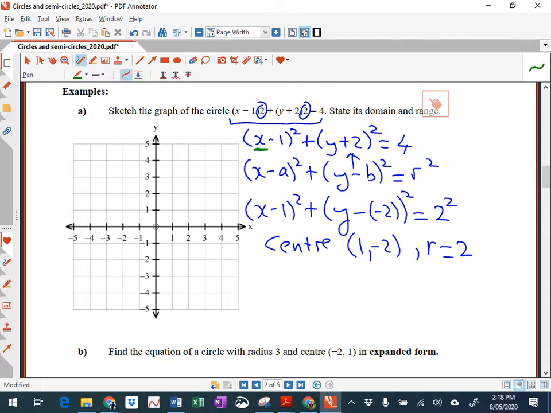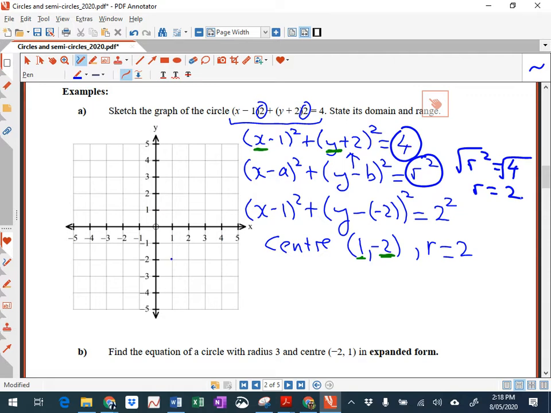The way that I think about finding the centre as a shortcut is I just think of which x value I have to put into that equation to get 0 inside the brackets. Well, that's 1. What y value do I have to put into the brackets to get 0? It's minus 2. That's a quick way of working out what the centre should be. And the radius will always just be the square root of the constant term. So here, because r squared is 4, if you square root both sides, you get r is equal to 2.